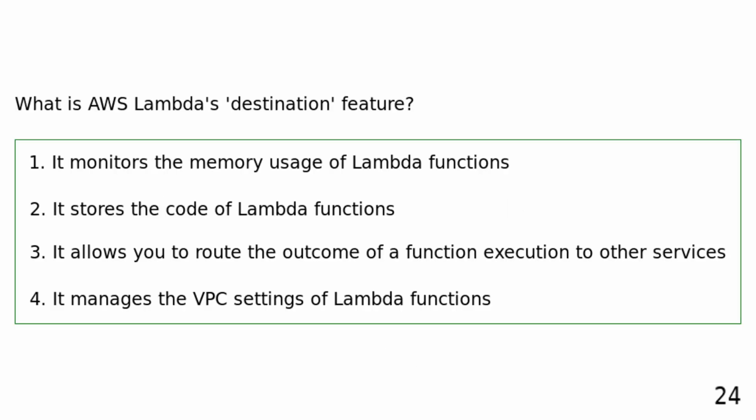What is AWS Lambda's destination feature? It monitors the memory usage of Lambda functions. It stores the code of Lambda functions. It allows you to route the outcome of a function execution to other services. It manages the VPC settings of Lambda functions.